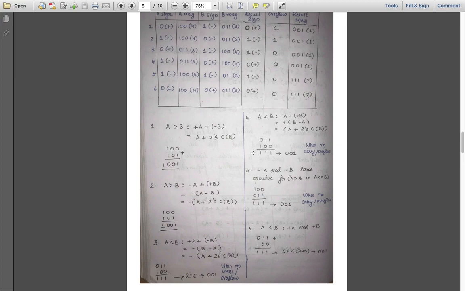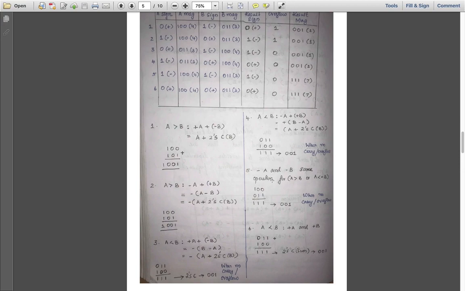Here also there is no carry or overflow. So in order to get the correct answer, you should take the 2's complement of this particular result. I have not written the 2's complement here, so just remember that the 2's complement of 111 is taken to get the result 001. Okay, so you get 001 here. Positive B, and B is higher, so the result sign will also be positive.